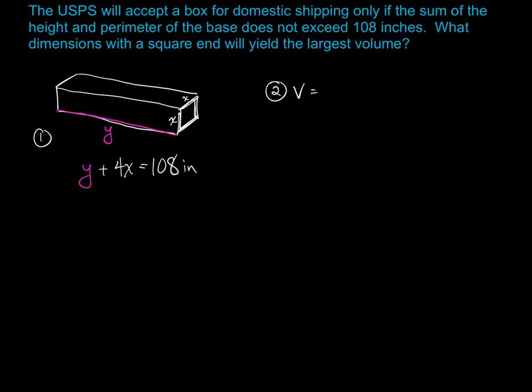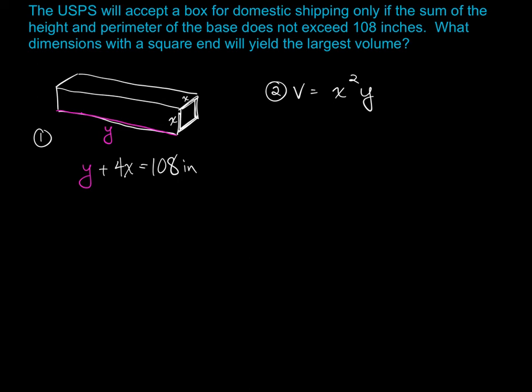So we're trying to optimize volume, and for this box in particular, it would be x squared for the base times y, which would be the height. So x squared times y, length times width times height.